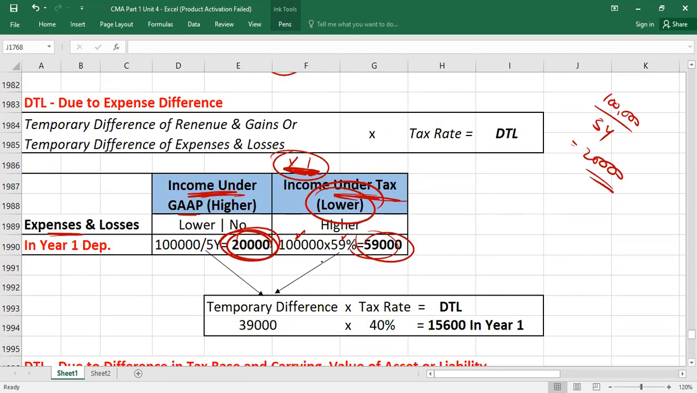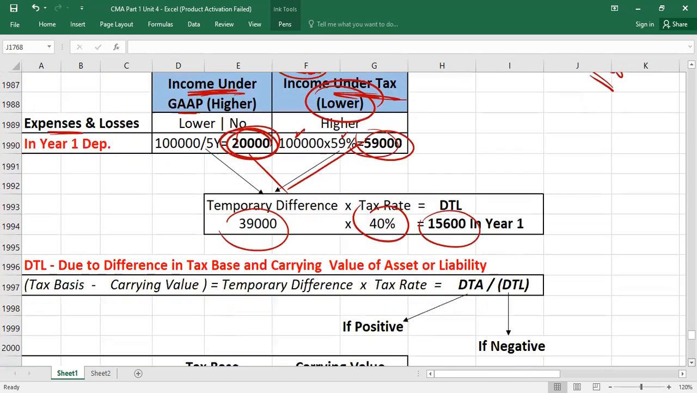Now you want to know the deferred tax liability value. What you will do is just take the difference. The difference is how much? 39,000 multiplied by 40%, and you will get a deferred tax liability of 15,600. This is the answer. You got it in the first year. But if you want to know what will happen in years 2, 3, 4, and 5 onward, what will happen in the next year?